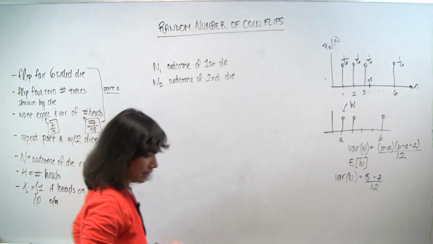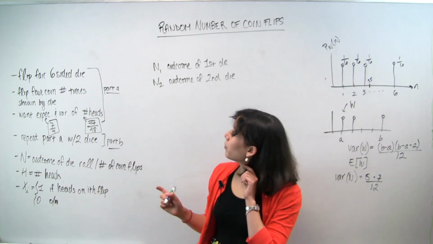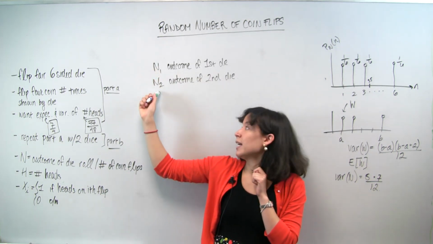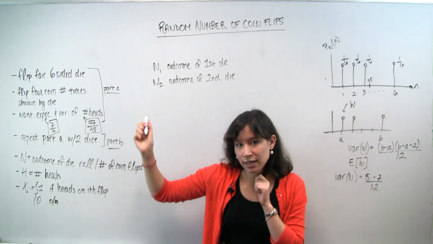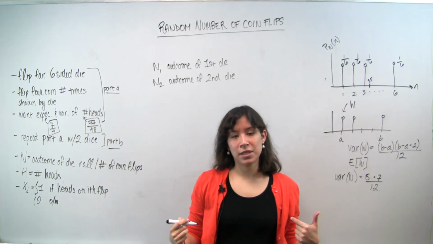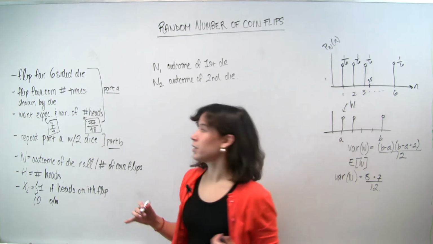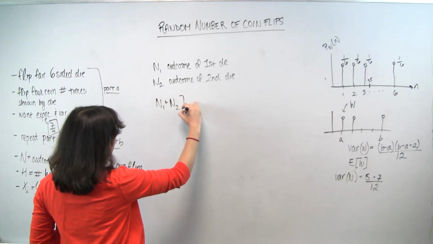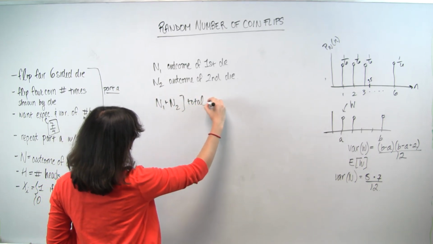And we'll start with just that. So one way you could approach this problem is to say, okay, if n1 is the outcome of my first die and n2 is the outcome of my second die, then the number of coin flips that I'm going to make is n1 plus n2. This is the total coin flips.